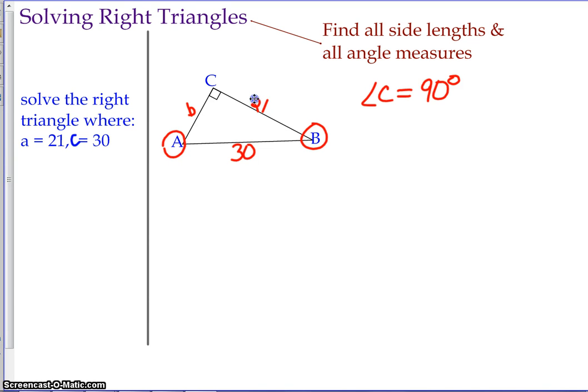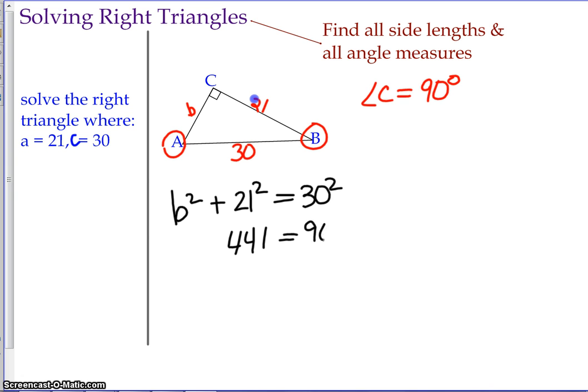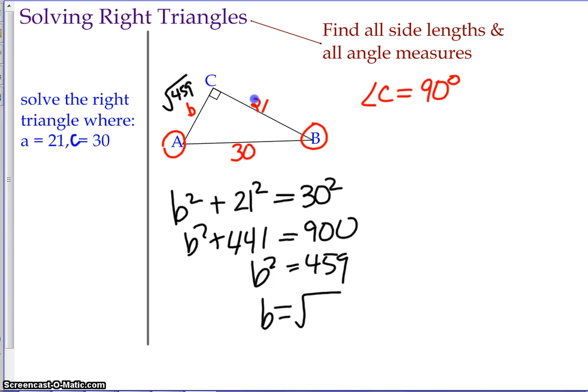Well, the first one that occurs to me that's probably the easiest to solve is side B. Side B squared plus side A squared, which was 21, has to equal 30 squared because of the Pythagorean theorem. Well, 21 squared is 441. 30 squared there is 900. And then B squared would be 459. Let me see if that has a square root. It doesn't. So we're just going to call it the square root of 459. It actually comes out to 3 square root of 51. So B is the square root of 459, and we can just leave it like that. I want exact values here.